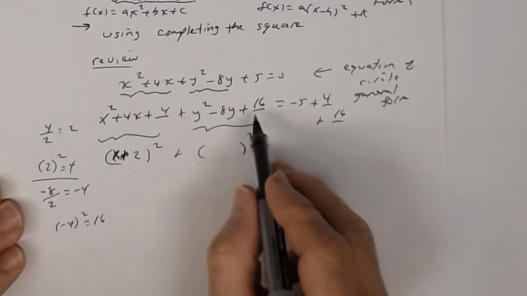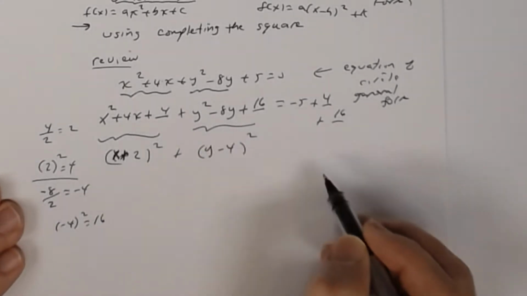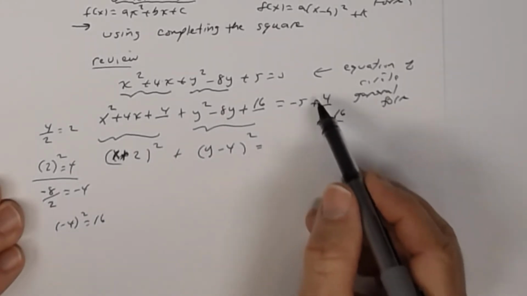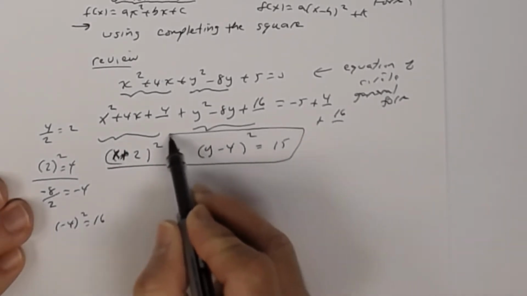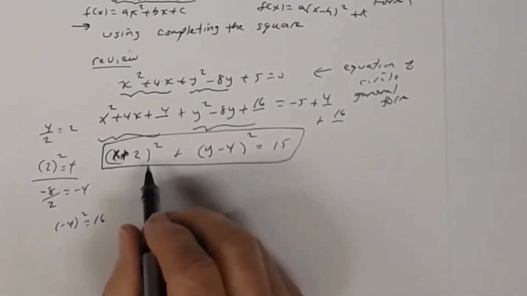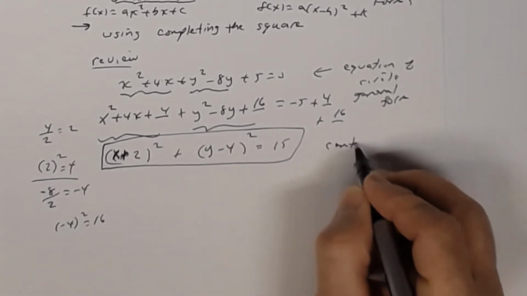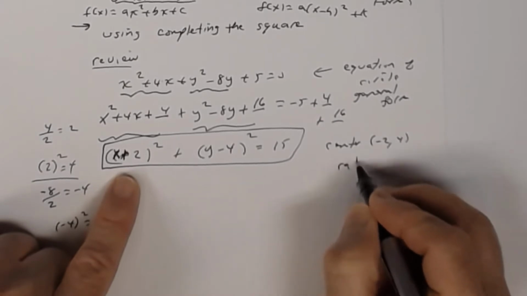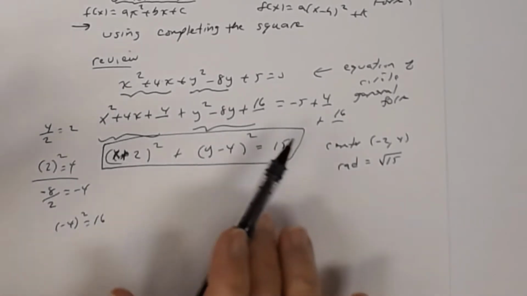Now, if you're doing this correctly, this should be a perfect square trinomial. So when you factor it, you should get y minus 4 squared. And then equal, negative 5 plus 4 is negative 1, and negative 1 plus 16 is 15. That was the equation of a circle in standard form, right here. From here, you could determine the center of the circle. The center here is negative 2, positive 4, and the radius is equal to the square root of 15. All right, so that's a review of completing the square.